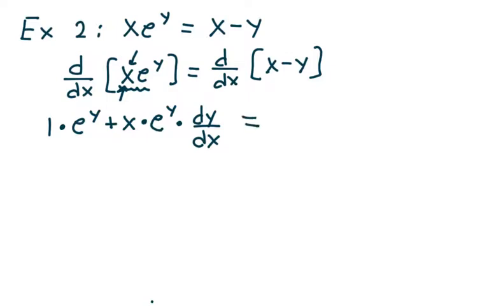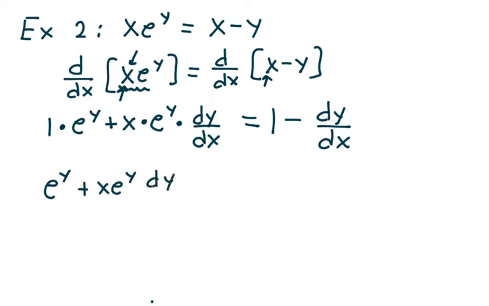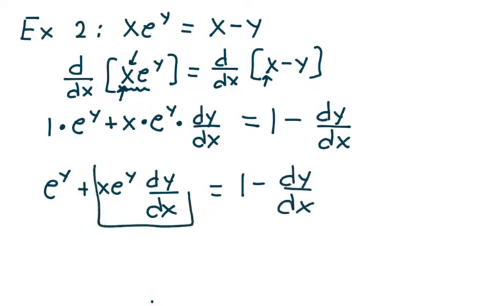Now on the other side, we're going to get the derivative of x with respect to x is 1. And then we're going to subtract dy/dx. And so everything with the dy/dx should be on one side of the equation. Okay? So now here we get e to the y plus x e to the y dy/dx is 1 minus dy/dx. And so I want this term and I want this term to be on the same side of the equation.